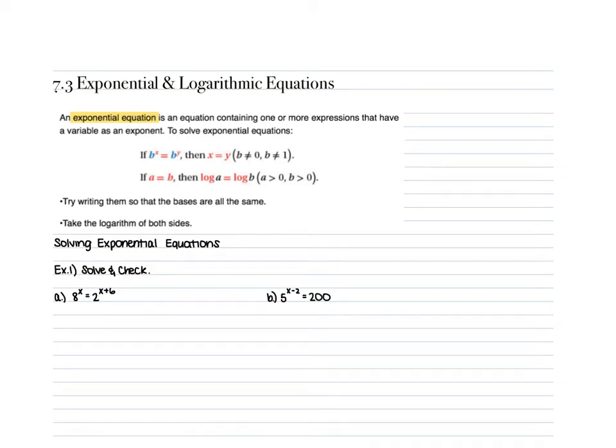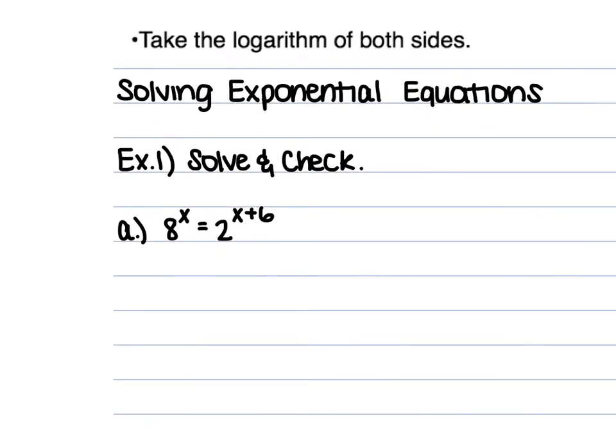7.3 exponential and logarithmic equations. With these, we are just solving and checking. Sometimes we're going to have exponents, sometimes we're going to have logs. With them, you can always make sure that when you have exponents, like with example A, you want to turn your bases into the same number.